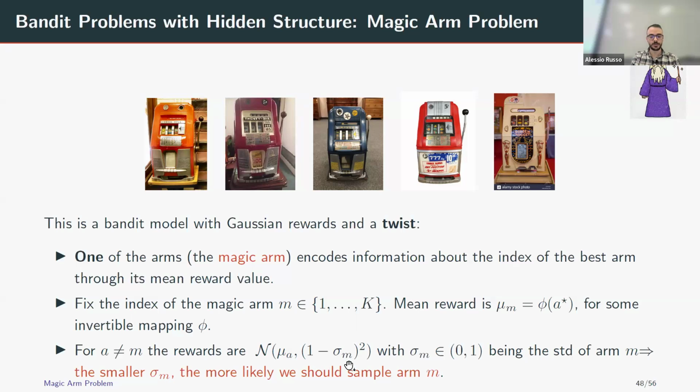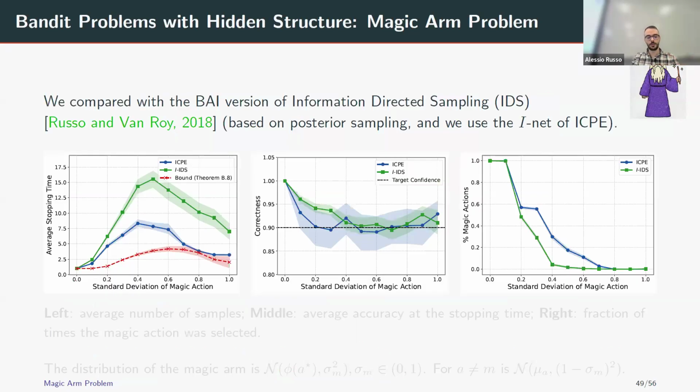The variance of the rewards will be equal to 1 minus sigma m squared, where sigma m is the standard deviation of the magic arm. So whenever the standard deviation of the magic arm is 0, then in that case we require only one sample, because you can see exactly mu m, and if you know this mapping, then you can invert it. During training, ICP will learn this mapping on its own without us having to tell it what the mapping is. And then at inference time, it will use this knowledge to solve this problem.